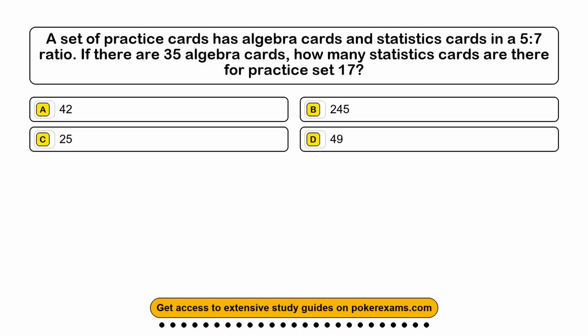Question 4. A set of practice cards has algebra cards and statistics cards in a 5:7 ratio. If there are 35 algebra cards, how many statistics cards are there for practice set 17? Option A 42. Option B 245. Option C 25. Option D 49.